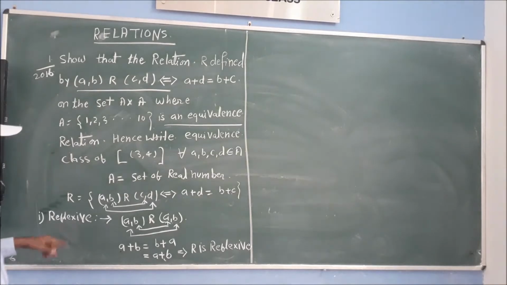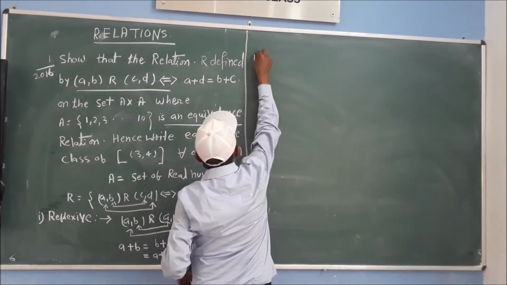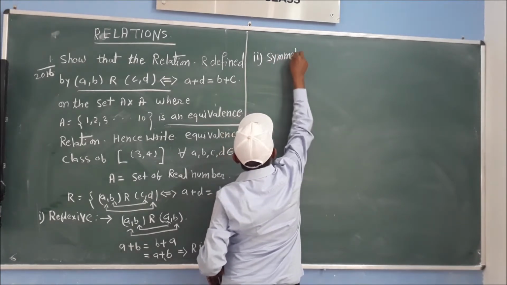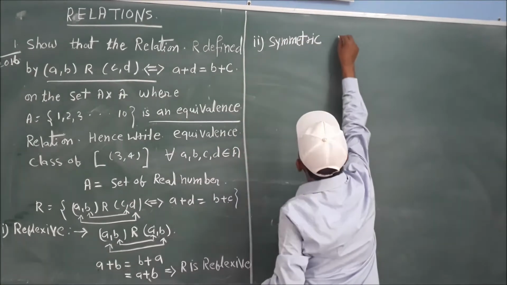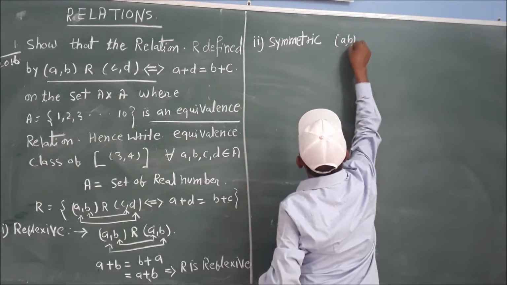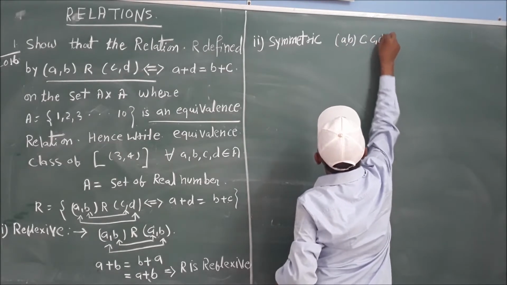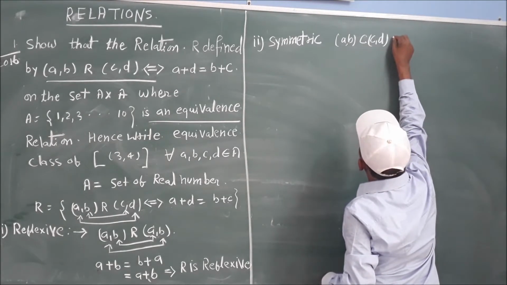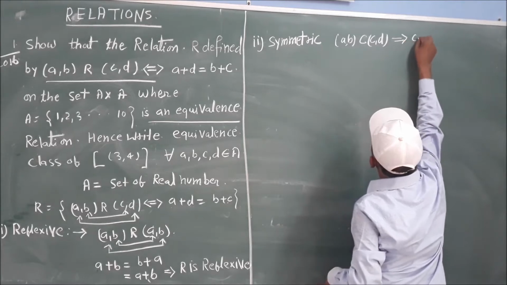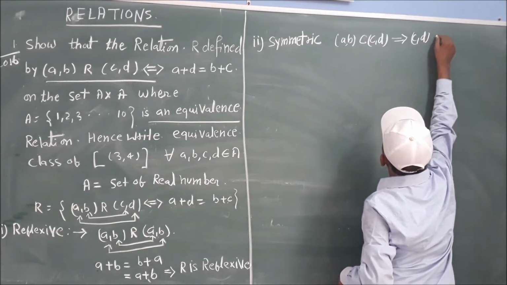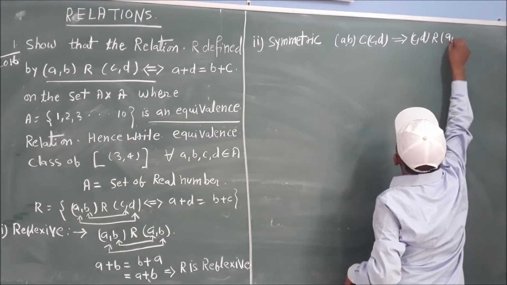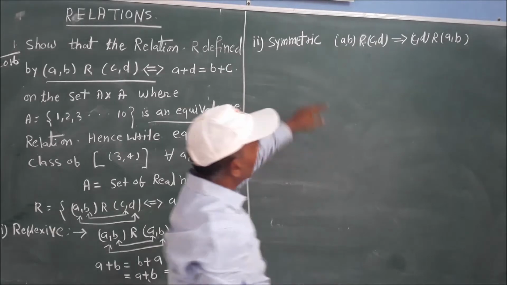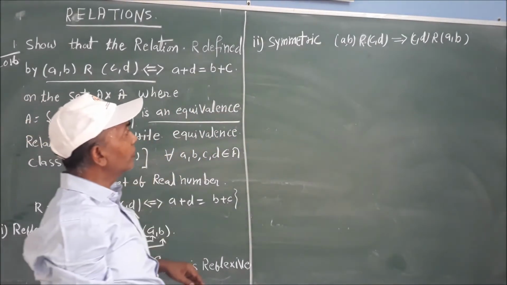For symmetric, the second property is that R must be symmetric. For the symmetric property, you have to show that (A, B) is related to (C, D) implies (C, D) is related to (A, B).